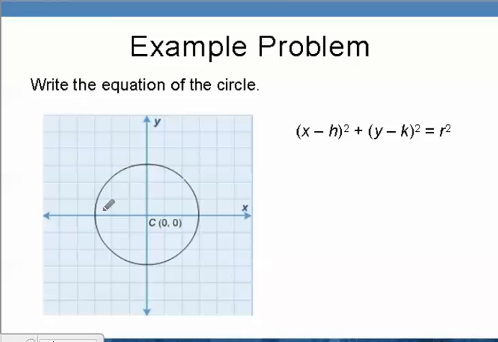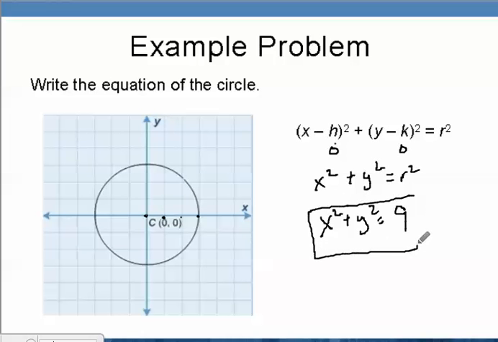Look at this one. I've got a circle here. They asked me to write the equation for it. I can see that the center is at (0, 0). So my h and my k are going to be zeros. So I'm going to have x squared plus y squared is equal to my radius squared. Well, what is my radius in this situation? I can count it out. There's 1, 2, 3. So it's 3 units long. So that's going to be x squared plus y squared is equal to 3 squared, which is 9. There's the equation for that circle right there. It'll give you that circle every single time.